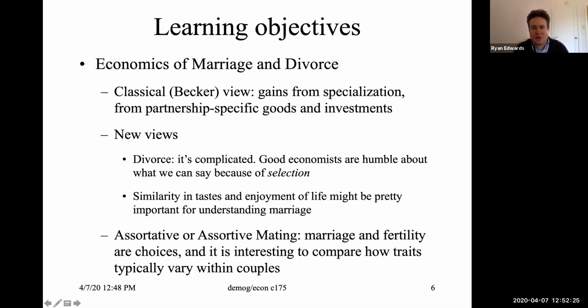In the economics of marriage and divorce, the takeaways there are things like this. In the classic view from Gary Becker, marriage happens because there are gains from specialization, from partnership-specific goods and investments, things that require there to be some kind of a long-standing bond or covenant or something. And so that's the whole point of a marriage.